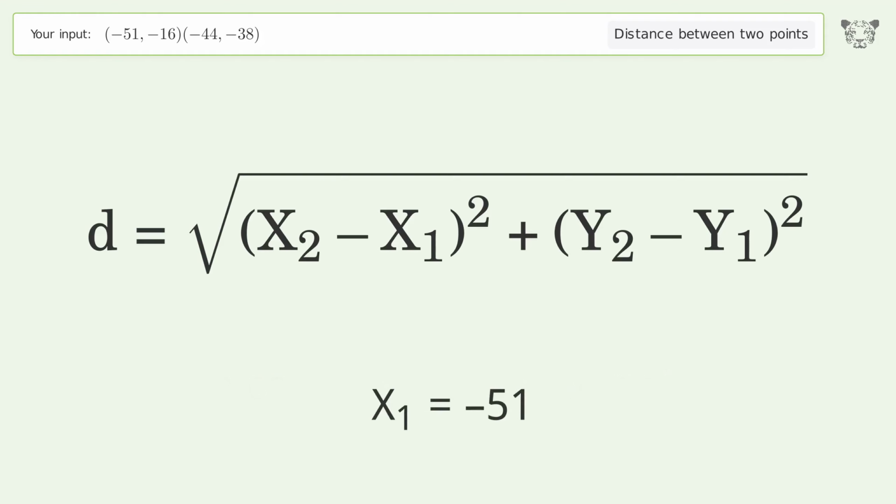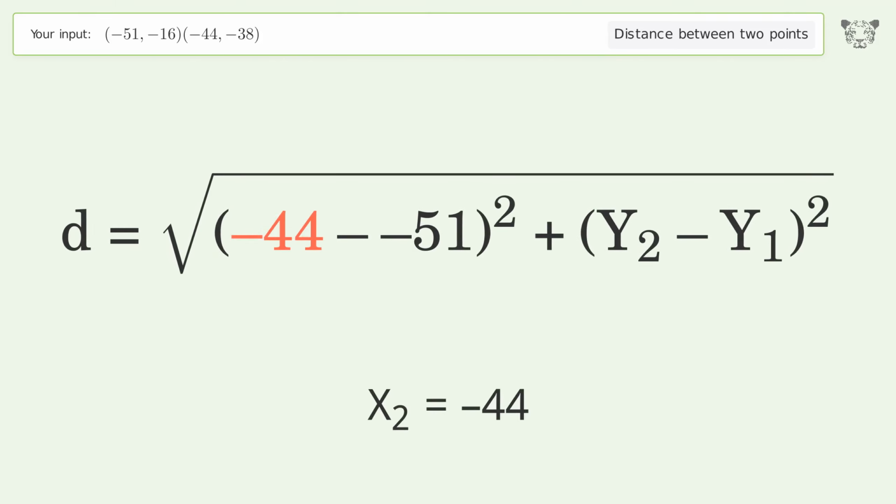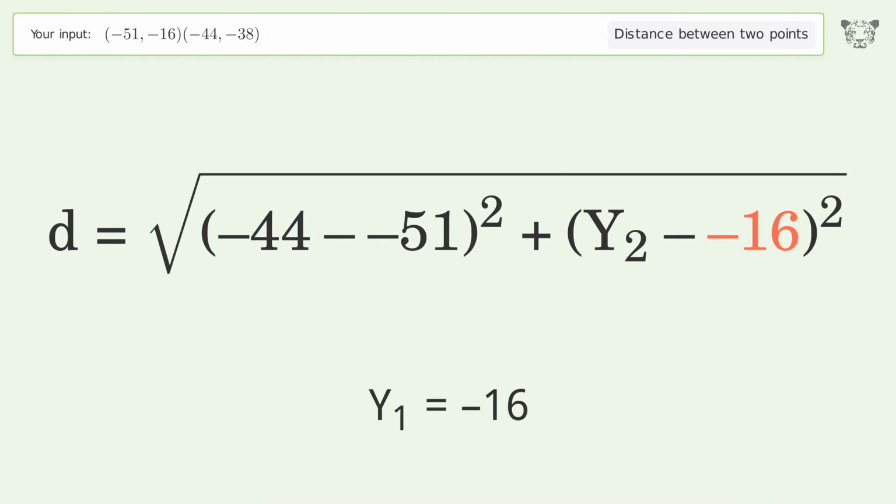x1 equals -51. x2 equals -44. y1 equals -16. y2 equals -38.